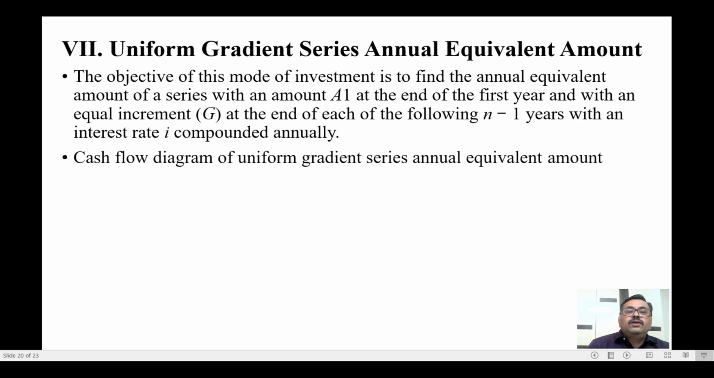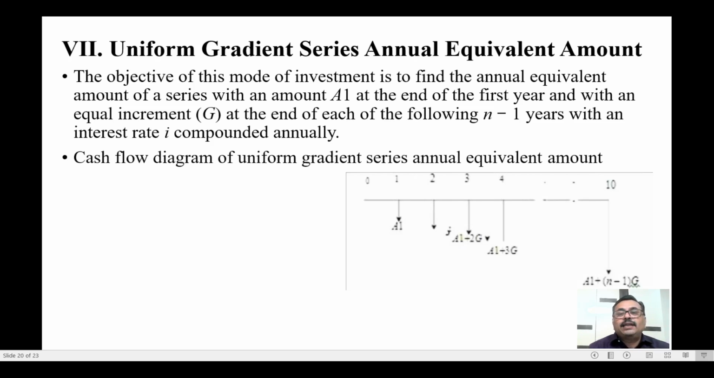Let us see the uniform gradient series cash flow diagram here. As you can see in the cash flow diagram, this is the A1, that is the first year. This is the amount that is being paid. Then A1 plus 1G, then A1 plus 2G, A1 plus 3G, like that it goes on up to the 10th year. If it is the 10th year, it is A1 plus 9G, that is N minus 1 G. 9G you will have here, because till then we have to pay the gradient.